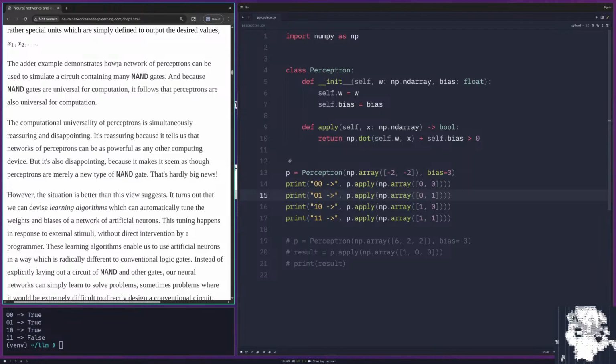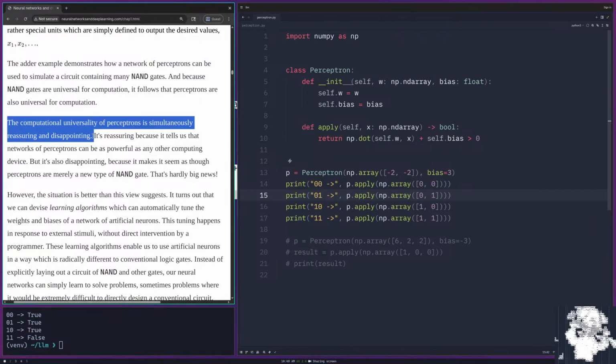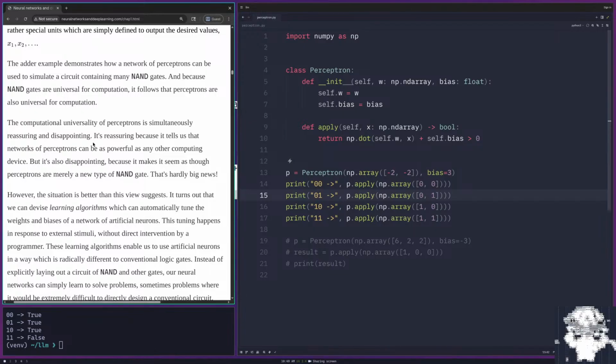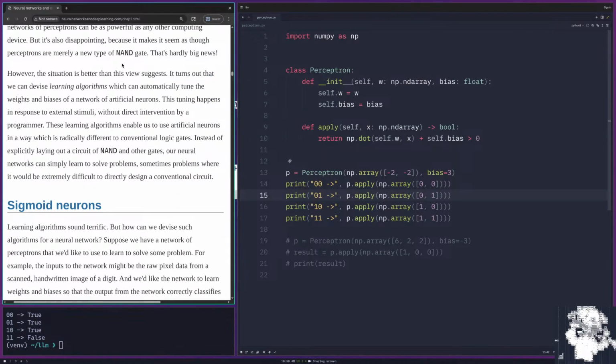The adder example demonstrates how a network of perceptrons can be used to simulate a circuit containing many NAND gates, and because NAND gates are universal for computation, it follows that perceptrons are also universal for computation. The computational universality of perceptrons is simultaneously reassuring and disappointing. It's reassuring because it tells us that networks of perceptrons can be as powerful as any other computing device, but it's also disappointing because it makes it seem as though perceptrons are merely a new type of NAND gate. That's hardly big news! However, the situation is better than this view suggests.